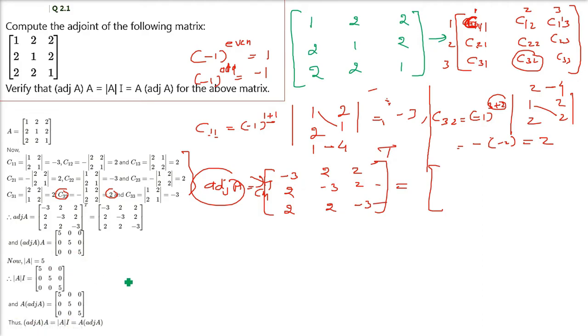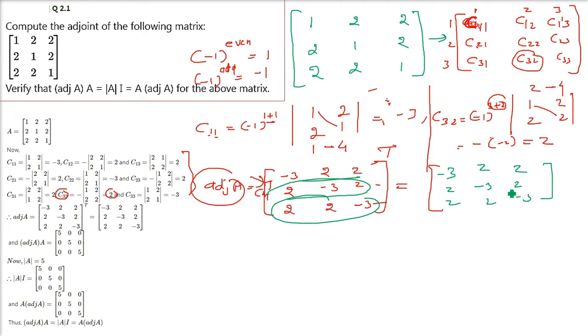I'll just show you here. This row minus 3, 2, 2 will become the column. 2, minus 3, 2 is going to become a column. 2, 2, minus 3, this row is going to become a column. So this one is your adjoint A.